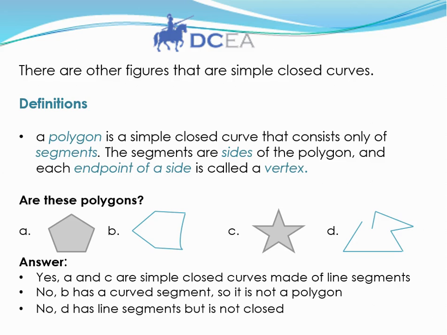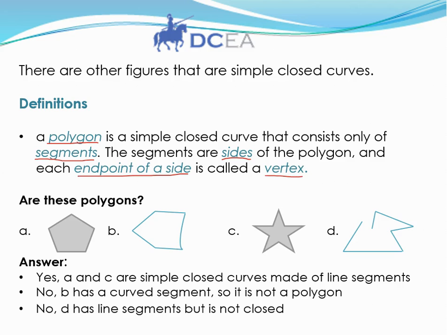Let's talk about some more figures that are simple closed curves. A polygon is a simple closed curve that consists only of segments. So previously we had a circle, which was a simple closed curve, but it had no straight line segments. A polygon only has straight line segments. The segments are sides of the polygon, and each endpoint of a side is called a vertex.